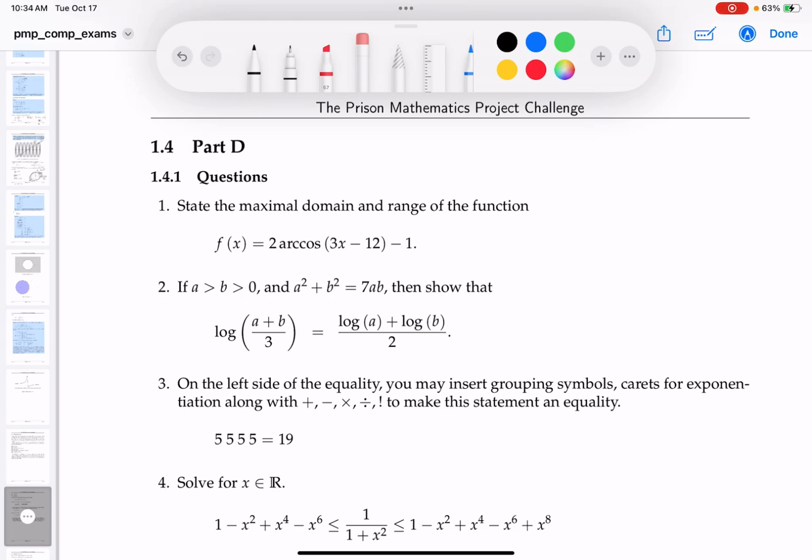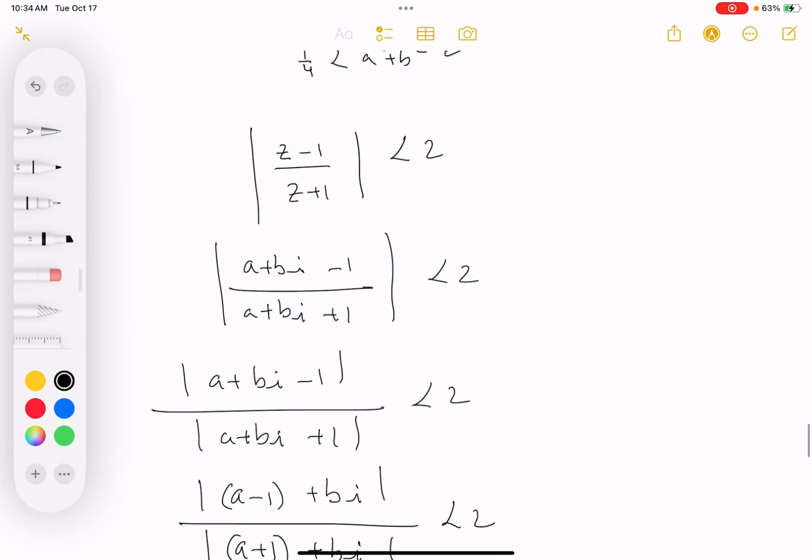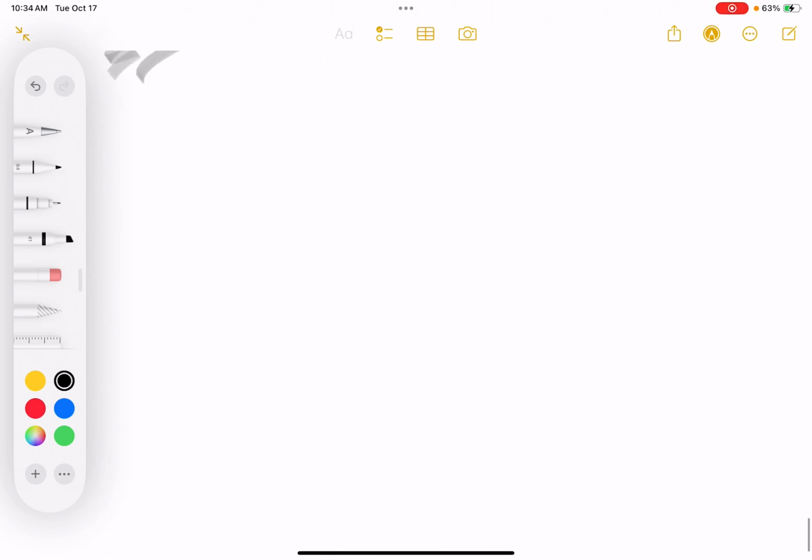Okay, for number one, it says, the maximal domain and range of the function. So what I want to do is go to the whiteboard again and talk through it. All right, let's do that. And I'll get the whiteboard out. Got the whiteboard over here. Let me just scroll up, get a cleaner sheet of paper, so to speak.